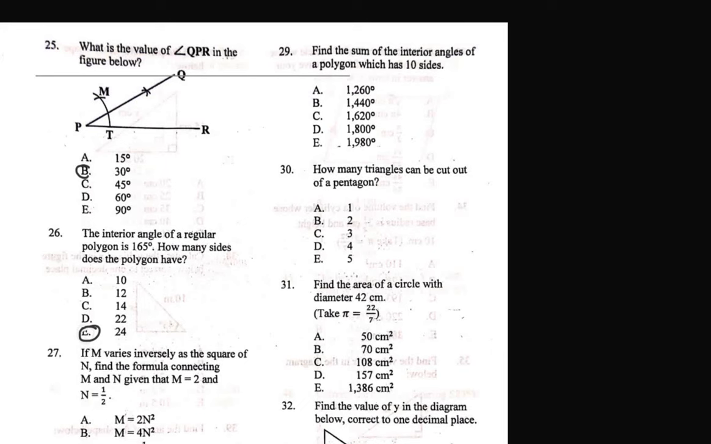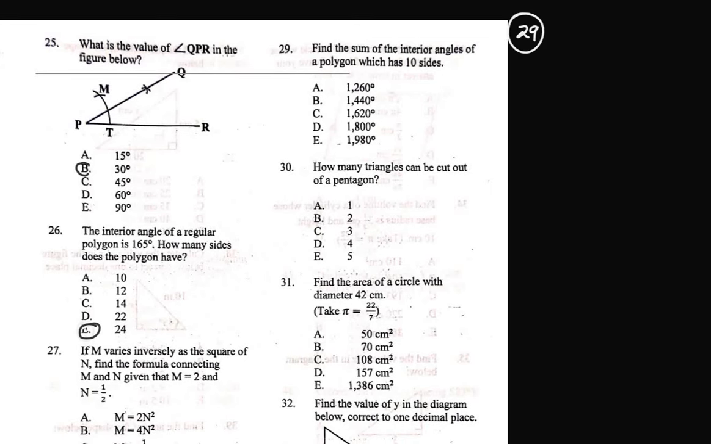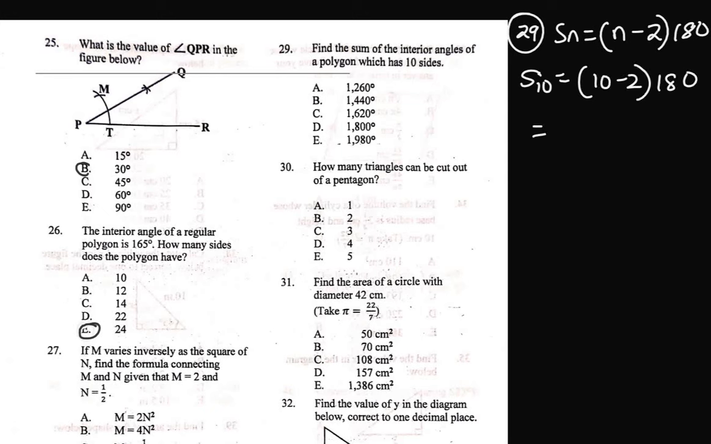Question 29 says, find the sum of the interior angles of a polygon which has 10 sides. This is easy. The formula for calculating the sum of interior angles of a polygon is (n minus 2) times 180. The polygon has 10 sides, so replace n with 10: (10 minus 2) times 180. That's 8 times 180. So let's multiply 180 by 8. It will give us our answer.